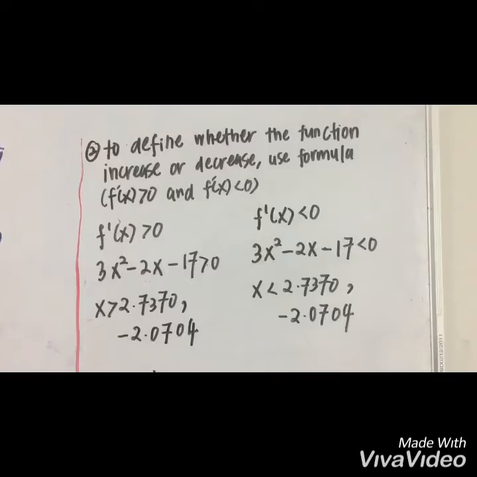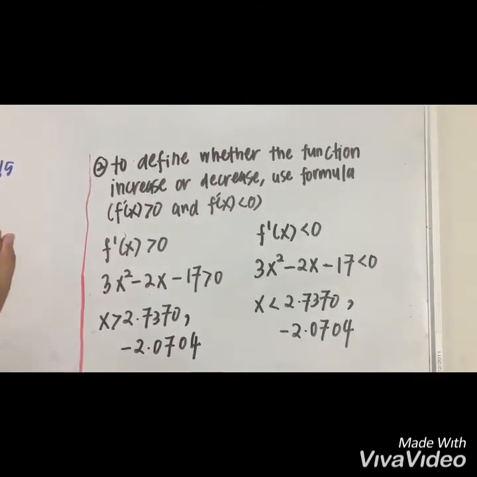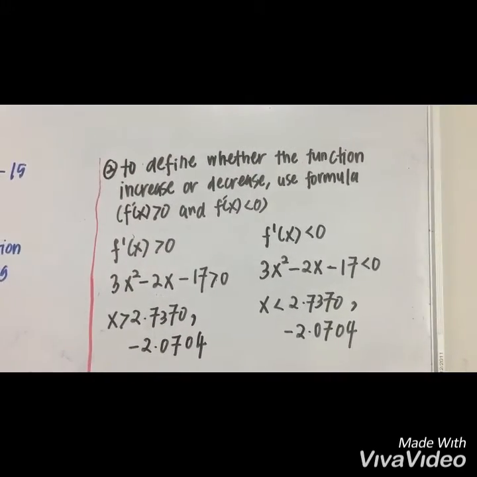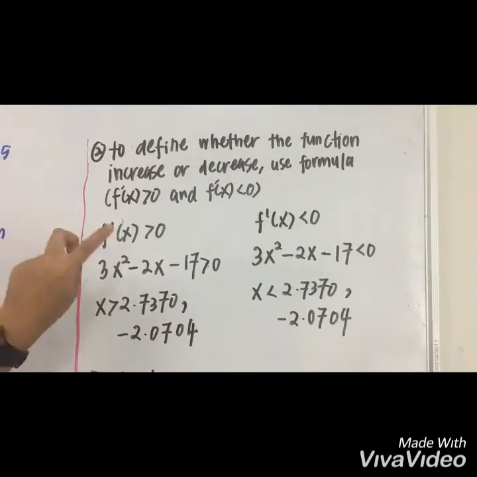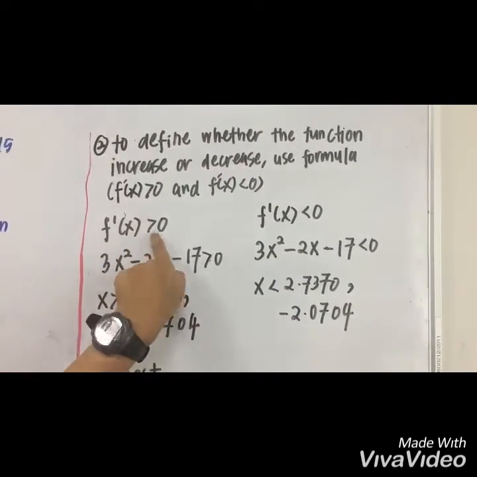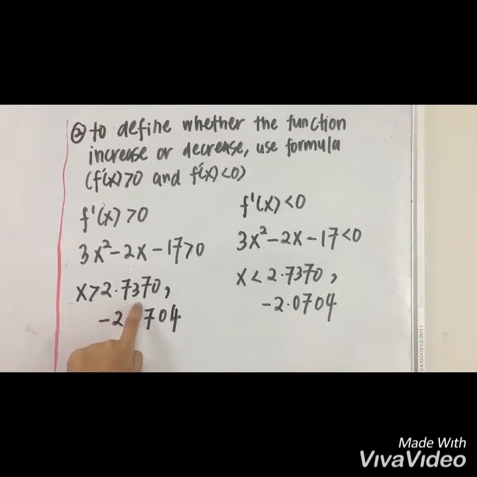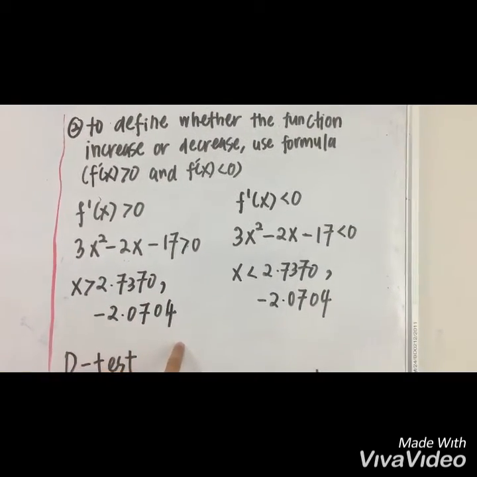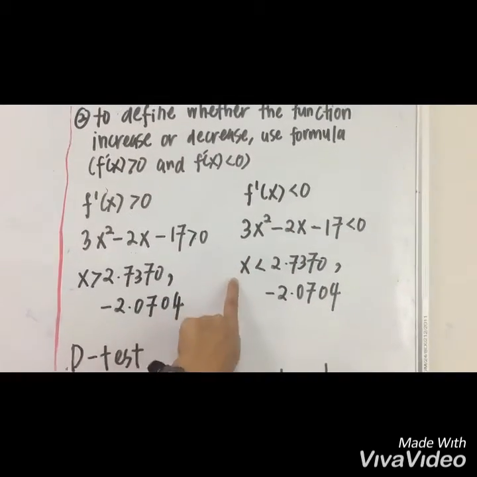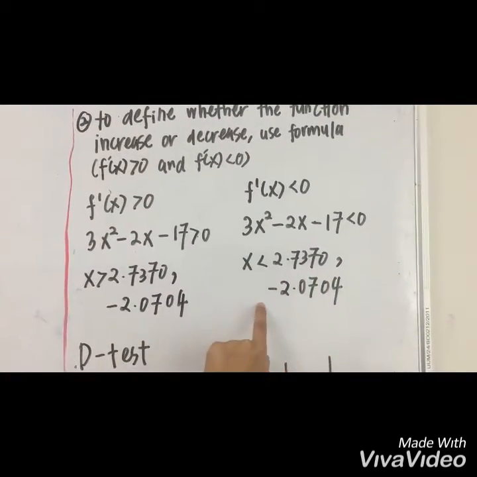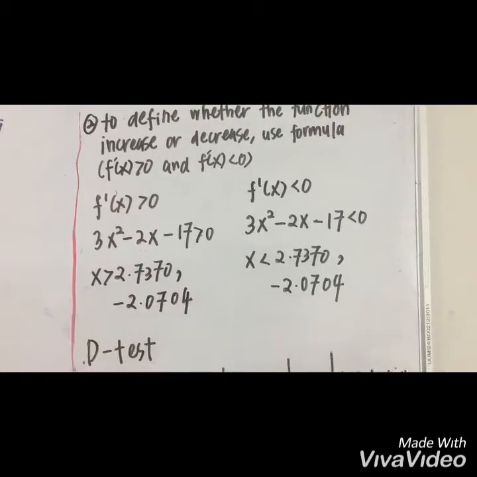Next, to define whether the function is increasing or decreasing, we have to use the first derivative: f prime of x greater than 0, or f prime of x less than 0. For the increasing one, we use the greater than, and we'll get x greater than 2.7370 and x less than negative 2.0704. For the decreasing one, we use the less than 0, where we'll get x less than 2.7370 and x greater than negative 2.0704.